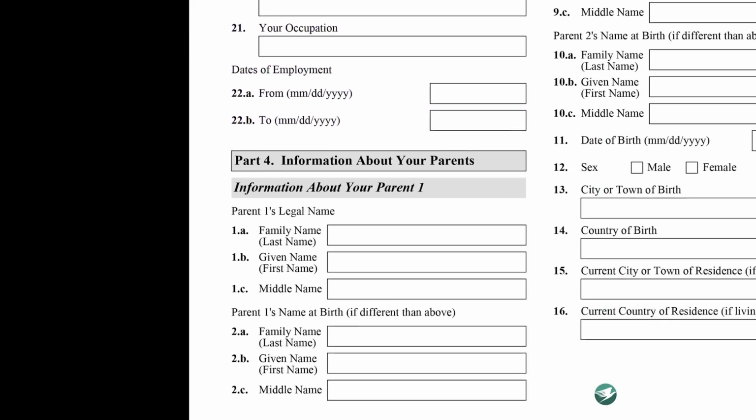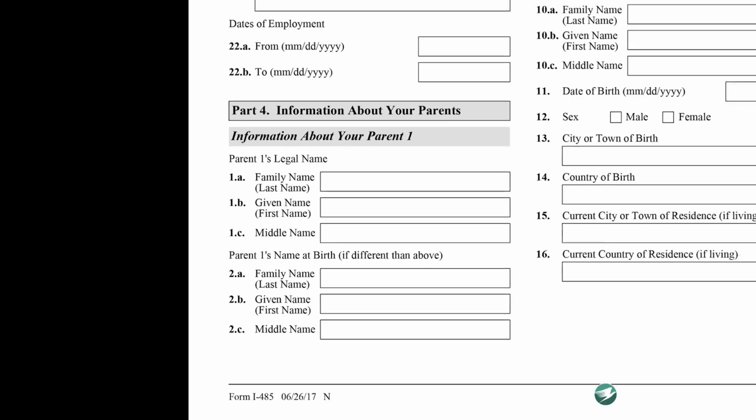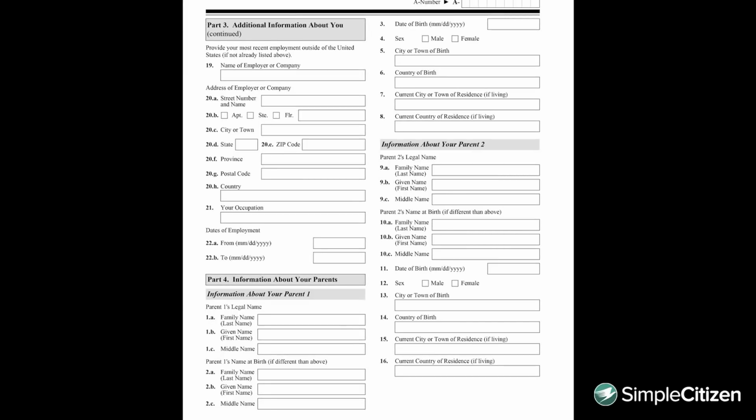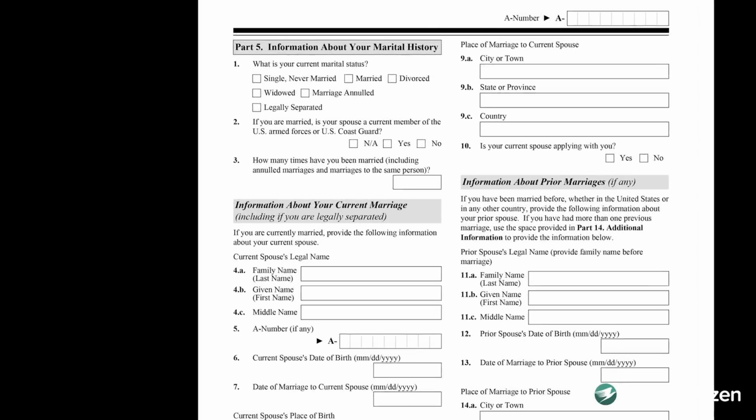Part 4. Questions 1A through 16. Part 4 just asks background information about your parents. If they've passed away, you should answer deceased on questions 7, 8, 15, and 16. Next page, Part 5. Questions 1 through 16C.